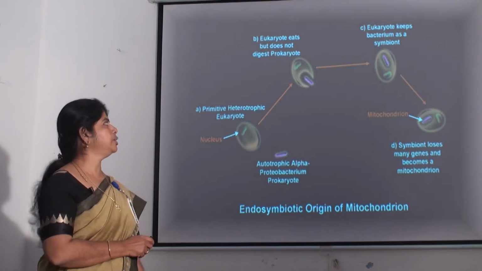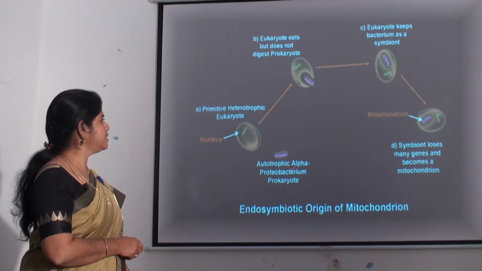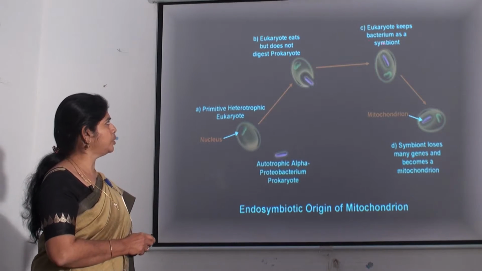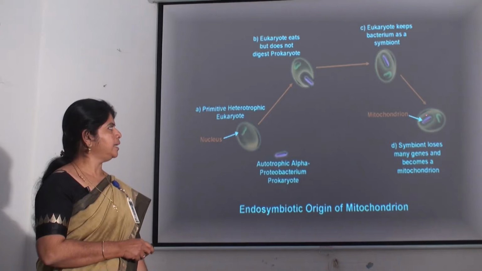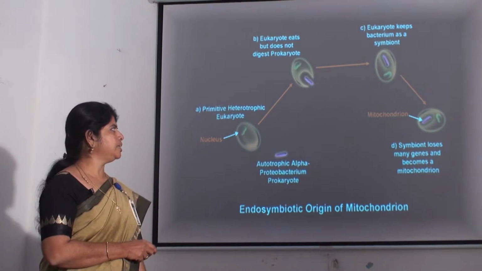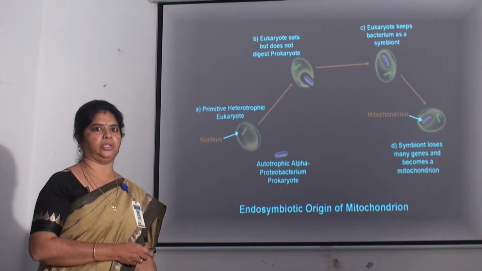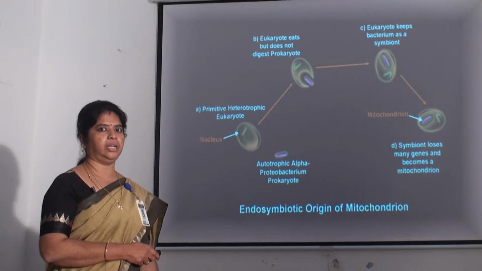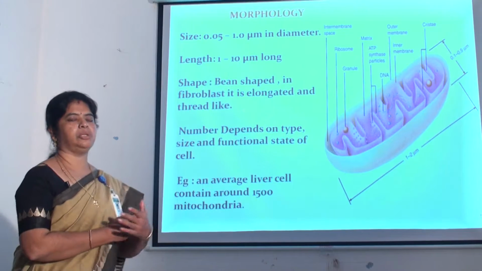Now it is called a mitochondria, and then the eukaryote engulfs, swallows, or eats this prokaryote, but it doesn't digest it. The eukaryote keeps the bacterium as a symbiont, and now both together are called a typical cell. So the symbiont loses many genes and becomes a mitochondria. This theory is called the endosymbiotic origin of the mitochondria, which was mostly accepted by all the scientists. Now let us see about the morphology.